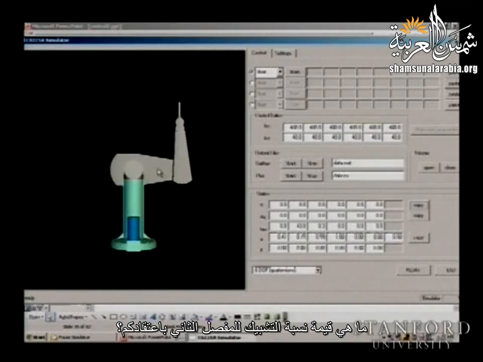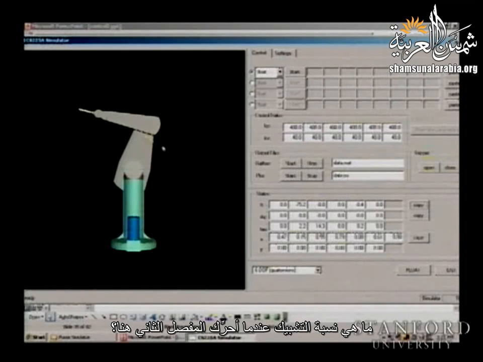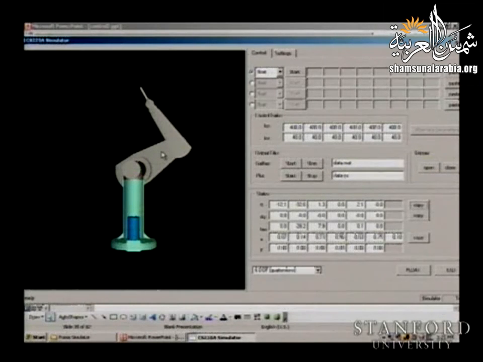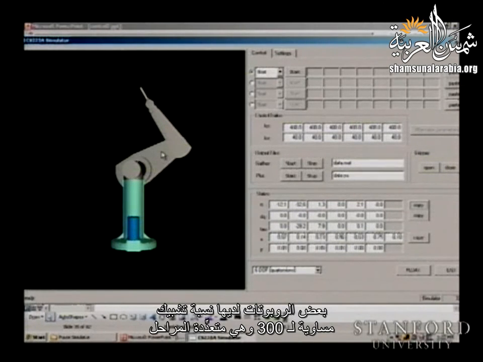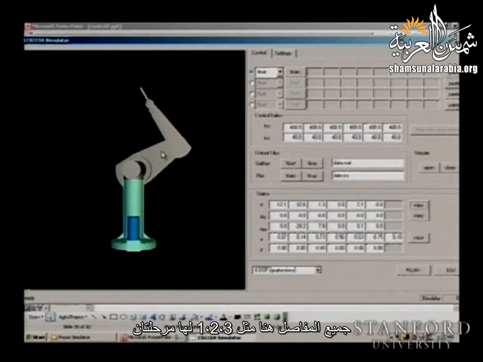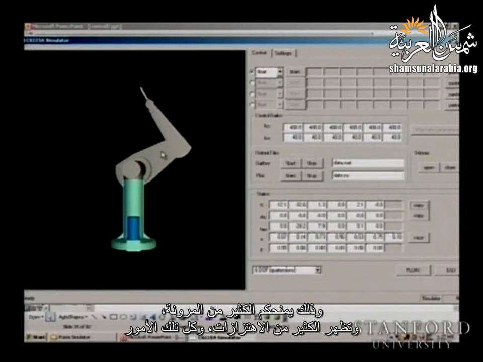So what is a typical gear ratio for a robot? What do you think the gear ratio is for joint 2? When I move joint 2 here, what is the gear ratio? That's reasonable. Actually, the gear ratios for the Puma vary between like 50 and 150. Some robots have 300 gear ratio, and they have multiple stages. All the joints here, like 1, 2, and 3, have 2 stages, and you get a lot of flexibilities, a lot of vibrations that appear, and all of that.